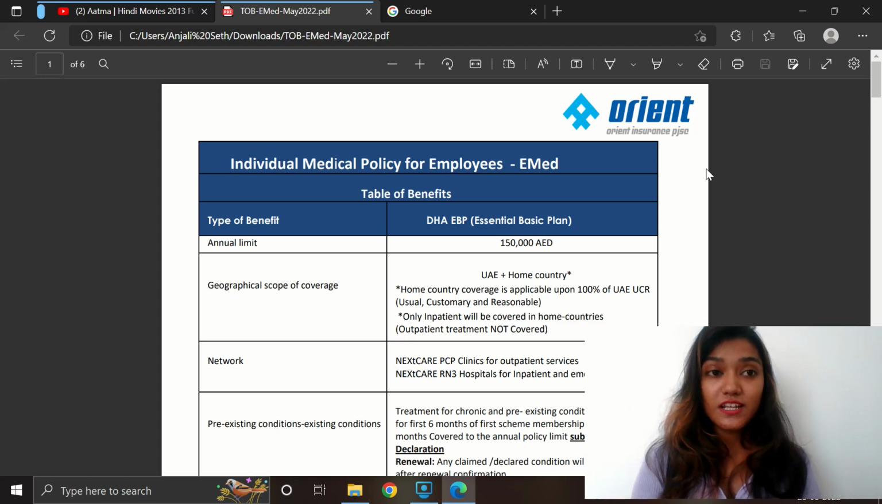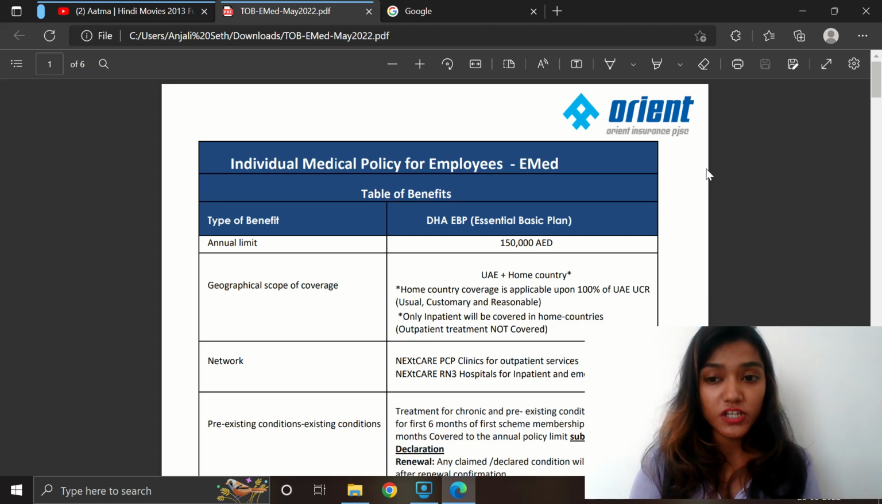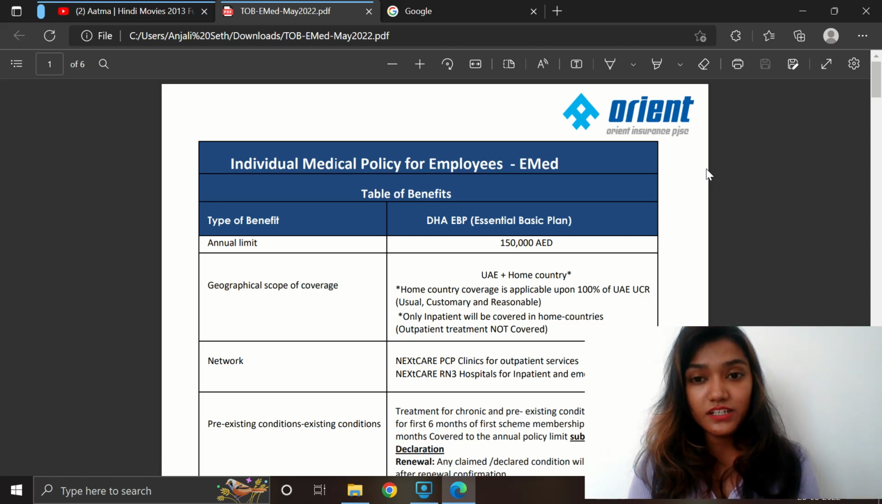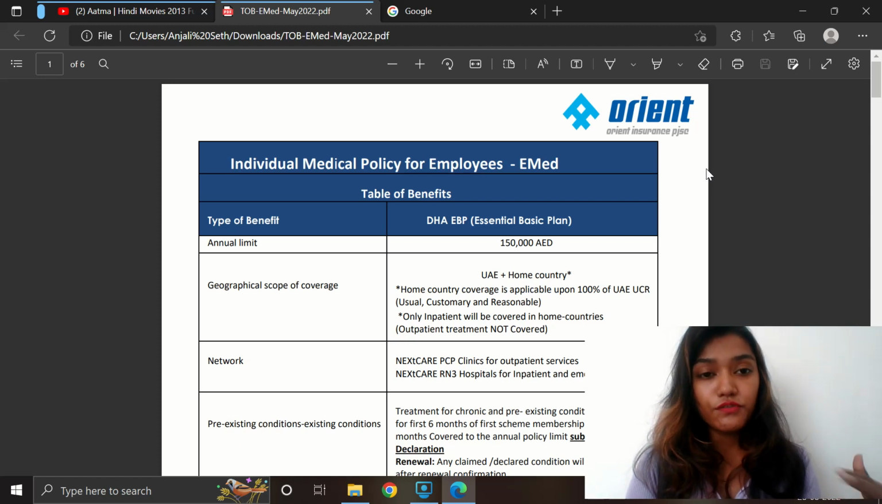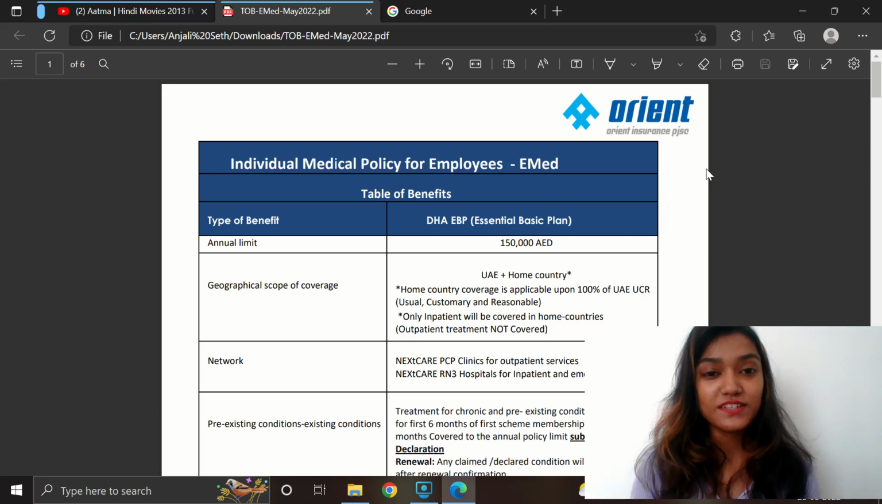So this is the table of benefits of the Orient Insurance E-Med plan, meaning the medical policy for employees plan, which is about 589 dirhams. Okay, and the sum assured, meaning the annual limit, is about 150,000 AED. What is sum assured? What is annual limit? First of all, 150,000 AED means that you can have coverage only up to this amount. If you have any bill more than this, it will not be covered. So 150,000 is really great for employees in UAE. You're going to love it.